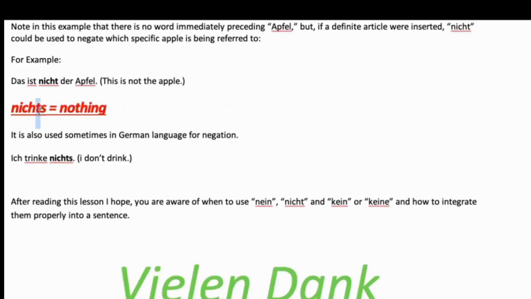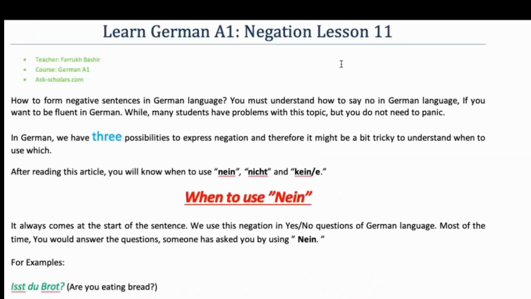So I think the last one we have here is nichts, with an s. That means nothing. Ich trinke nichts means I drink nothing. That is not quite common. If you find it somewhere, that means nothing, and you can place it after the verb. Otherwise, most probably we will use kein, keine and nicht. These are three negations. Do you have any questions? No, no.